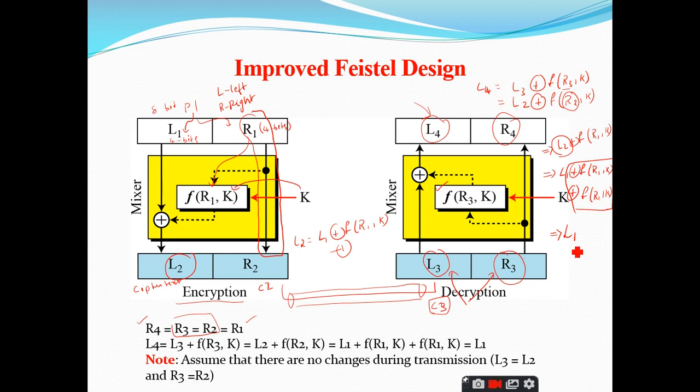So by this you have identified that the left part of the plain text which is sent by the sender with some mixing operations is exactly received at the receiver end, that is L4 is equal to L1. Is it clear?